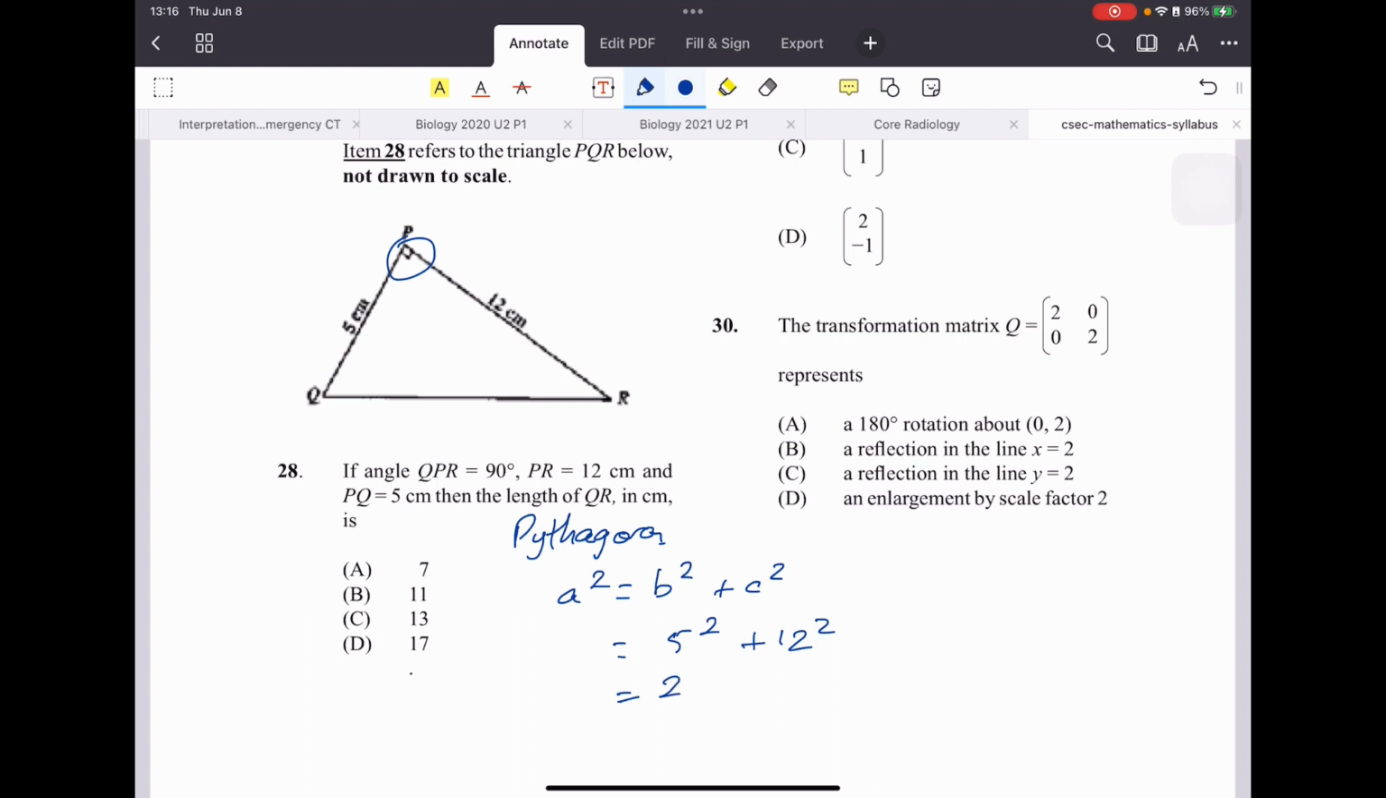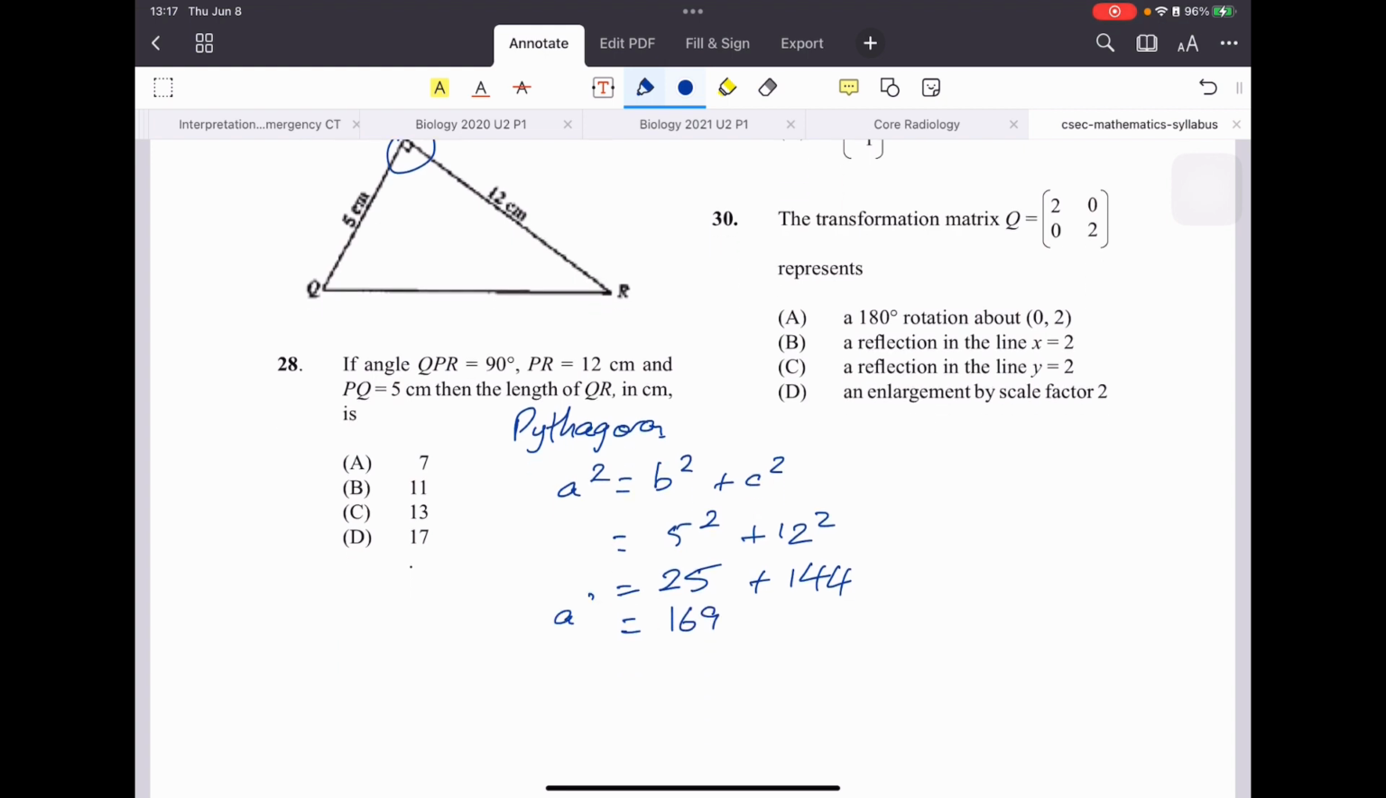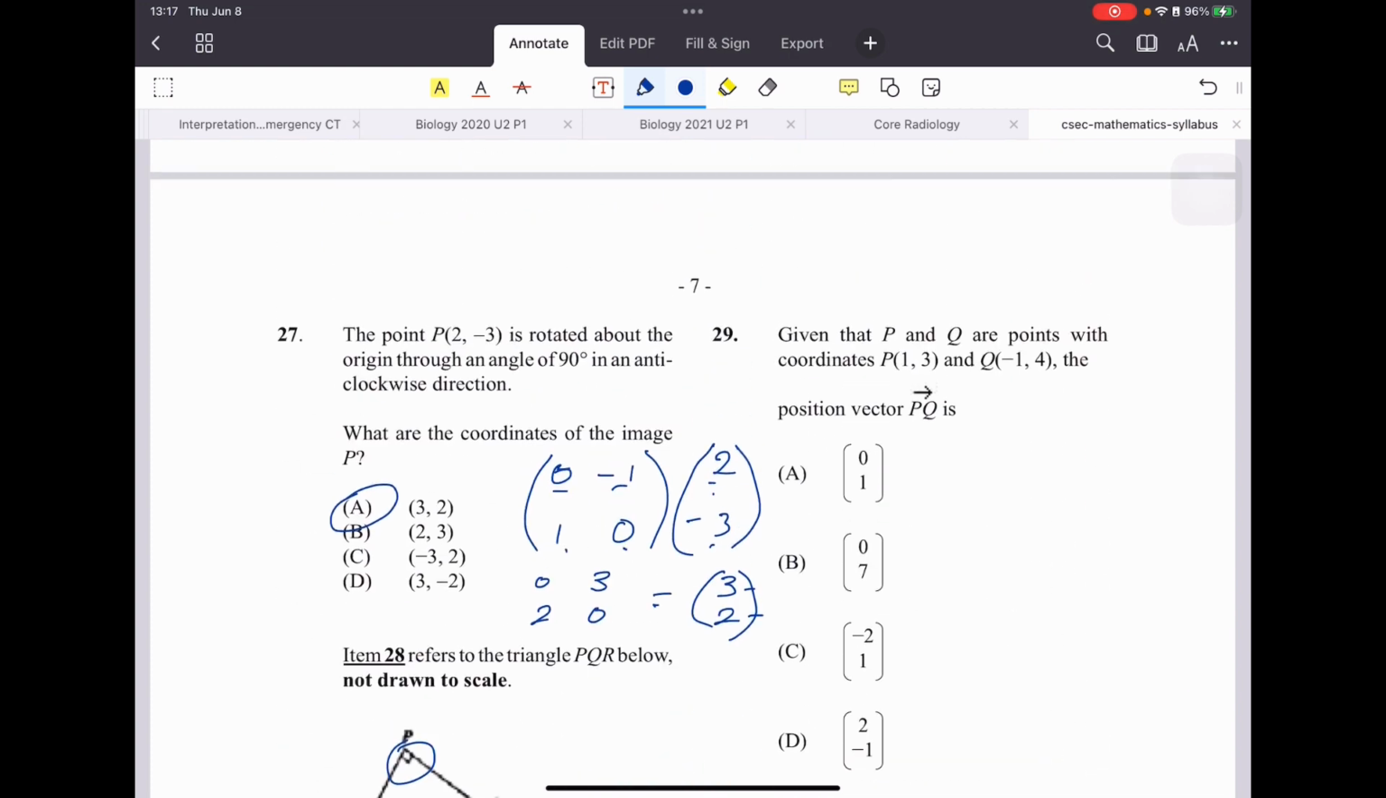So 5 squared is 25, 12 squared is 144. When you add those together, you will get 169, and this is equal to A squared. But we want to find the actual length. So we take the root of 169, and from your memory that is 13. Okay? And if you don't know, you could work it out, right? You could try your answers here. You could try 11 by 11, that's 121. You could try 17 by 17, that will be obviously more. Okay? So your answer will be 13.